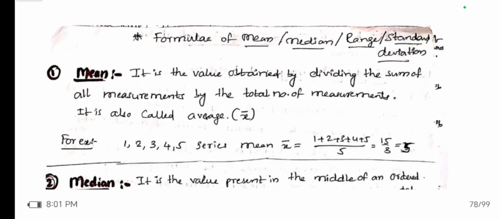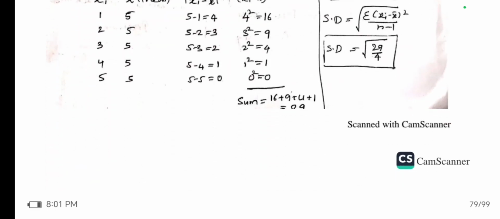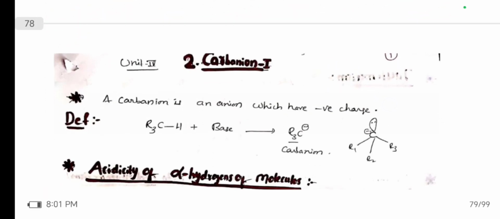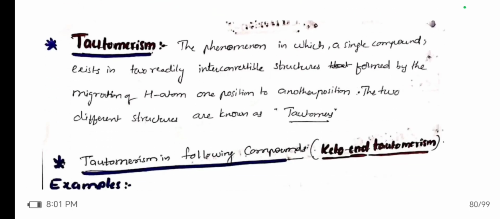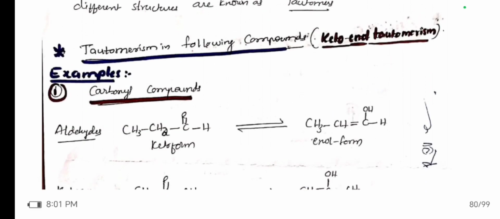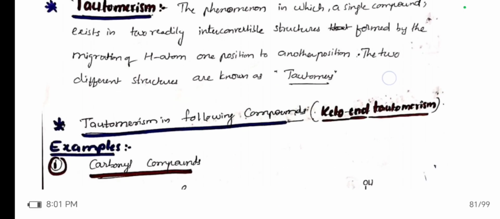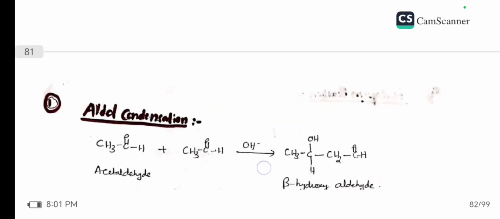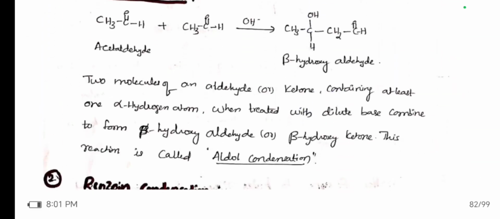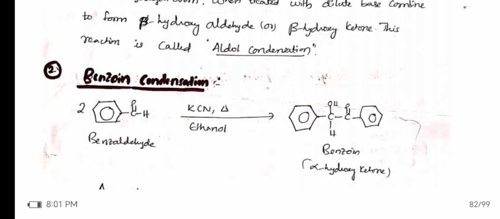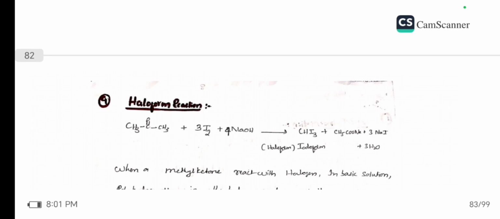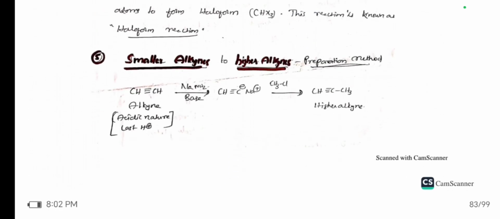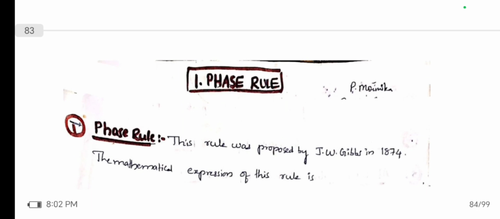Mean, median, range, standard deviation. These are the problems. Next, carbanion lesson. In carbanion lesson, you read this one. Tautomerism question is important. You read this one: aldol condensation reaction, benzoin condensation reaction, and mechanism also important. Perkin reaction, haloform reaction. These 4 reactions are important. You practice 4 reactions. In carbanion lesson, at least practice those 4 reactions.